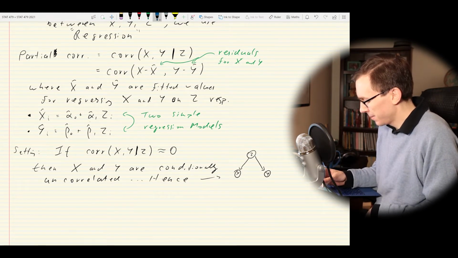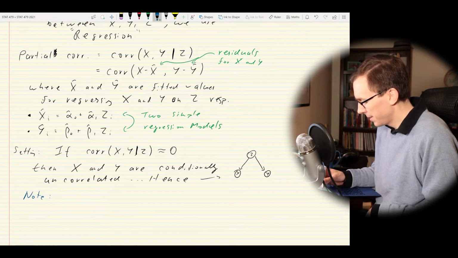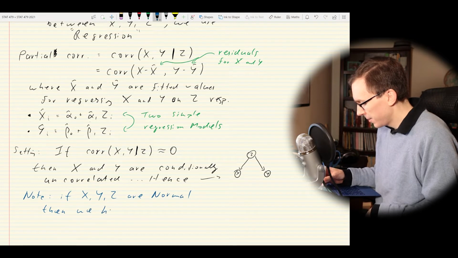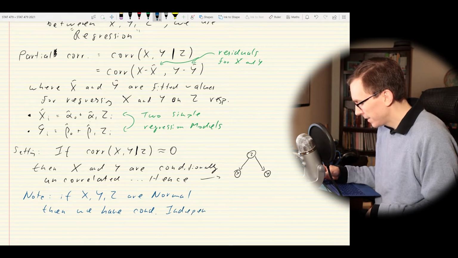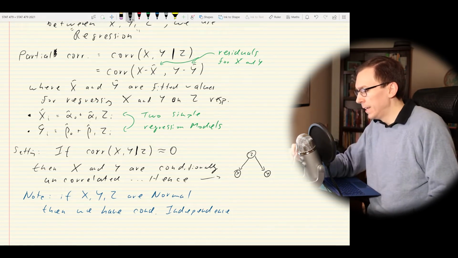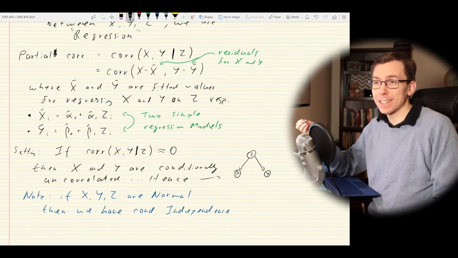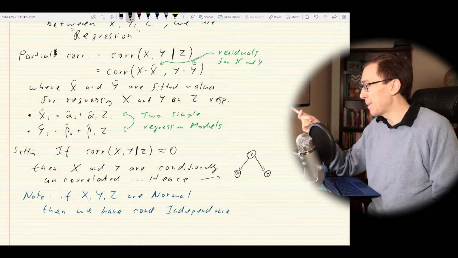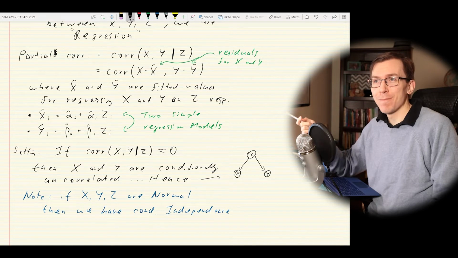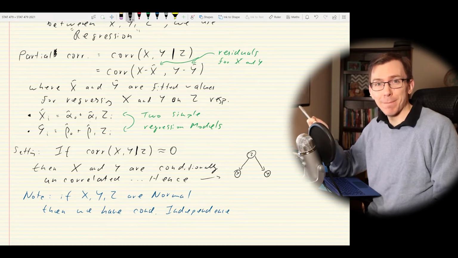Also note, I'll put this in blue, note that if x, y, z are normal or Gaussian, then we have conditional independence, which is a stronger result. So very often you have data that falls into this Gaussian network type data. The nice thing about that is that the conditional correlation graph becomes a conditional independence graph.